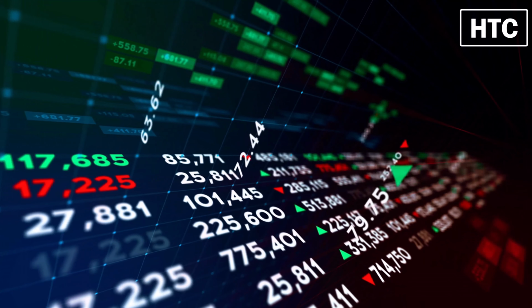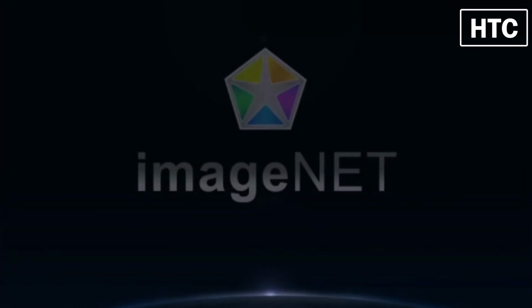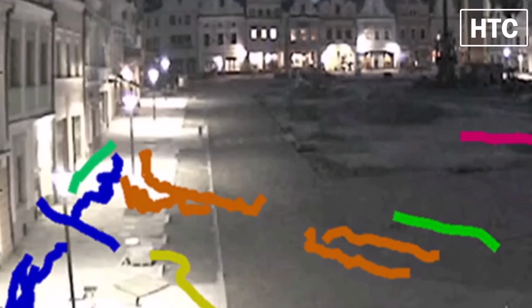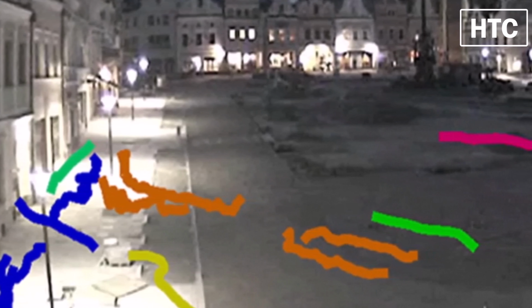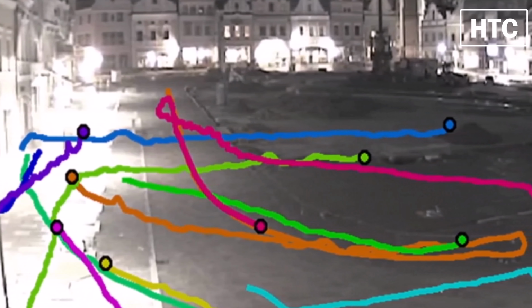But where does all the data come from? AI models are trained on vast data sets. For example, ImageNet Project, a large visual database designed for use in visual object recognition research, contains over 14 million labeled images across 22,000 categories.